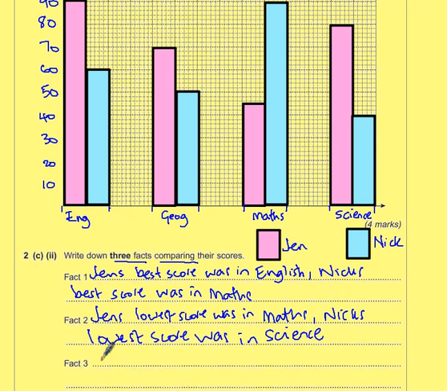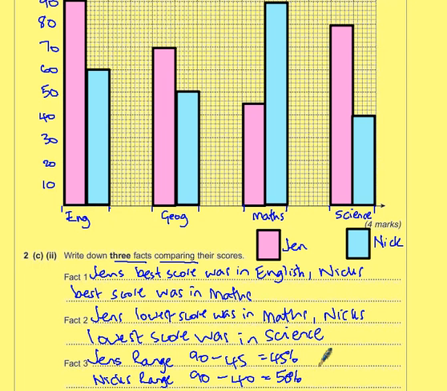In fact 3, we can compare their range. So Jen's range is 90 subtract 45, which is 45%, and we could say that Nick's range was 90, his lowest score was in science, which was 40, so 50%. So Nick's results were more spread out.